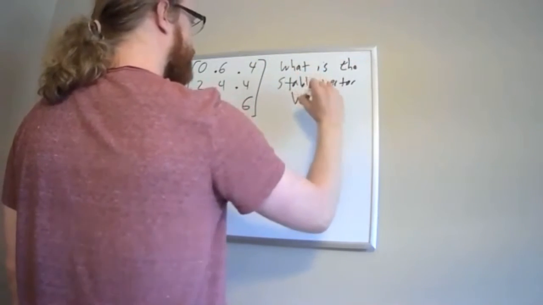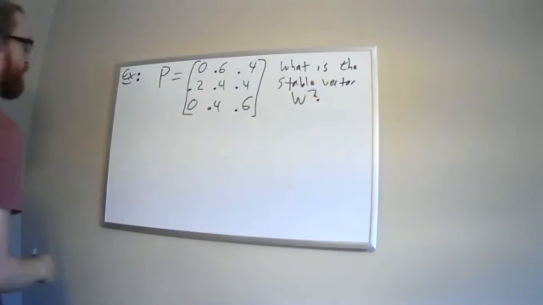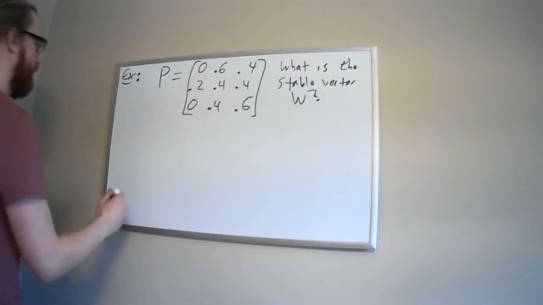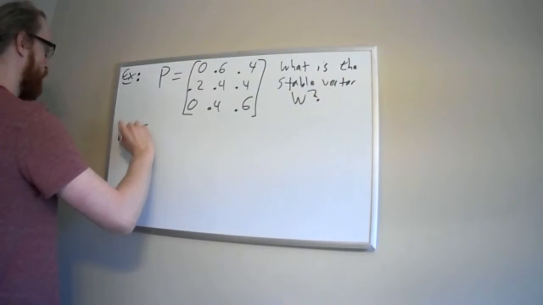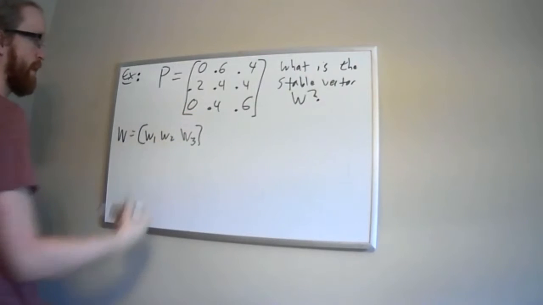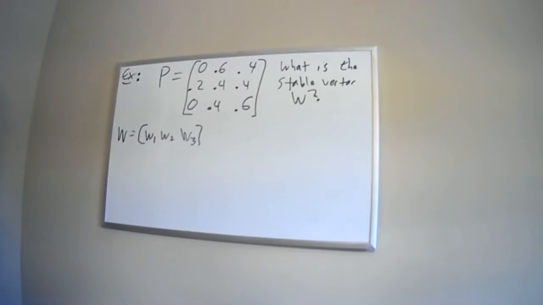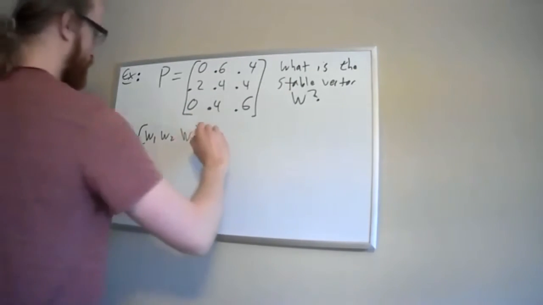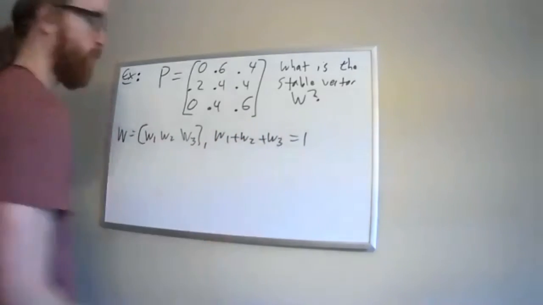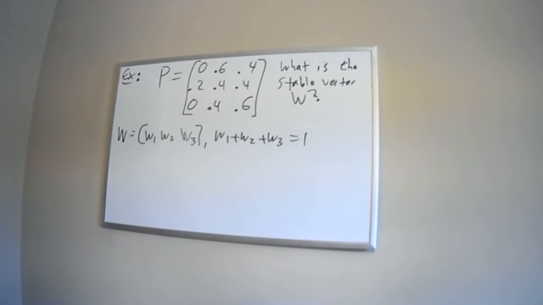It's good to know what the question is that I'm asking. So the question is, what is the stable vector? And so again, we're going to basically go through the same process that we did. So I'm going to write down W equals W1, W2, W3 this time, because I have a 3 by 3. So there are 3 states in my Markov chain. And I'm just going to note that when I add up W1, W2, and W3, I get 1. So they have to add up to 1.